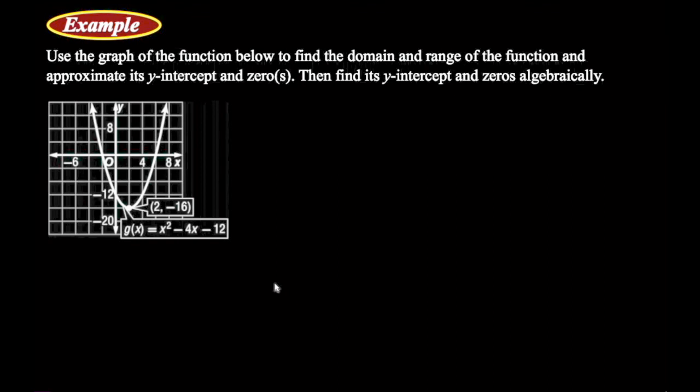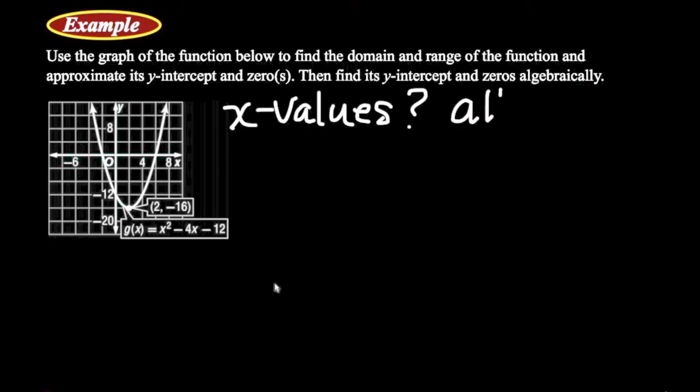So if we want to just use the graph to find the domain and the range of the function, when we look at this function, what values of x are we allowed to use? Are there any x values that are excluded from the domain? And it looks like if you run along the x-axis, we have all real numbers. So we could just say all reals for the domain.